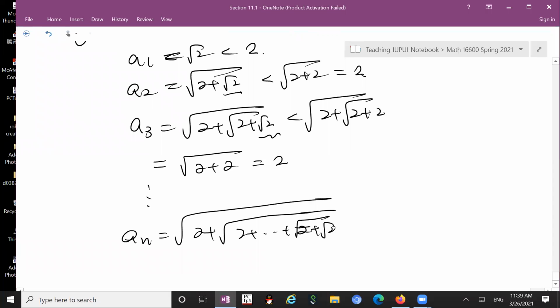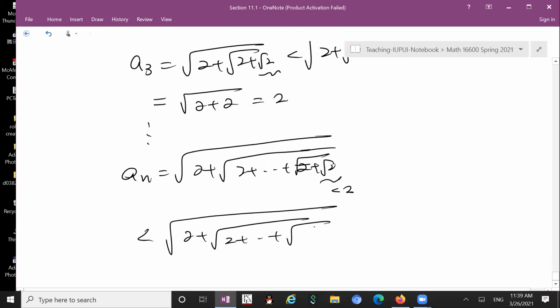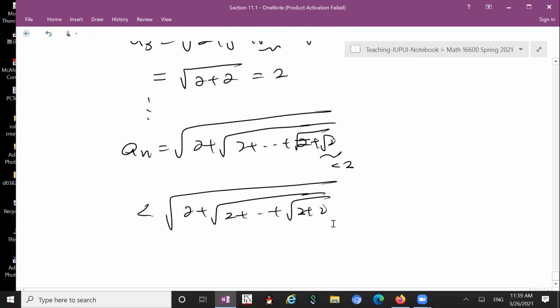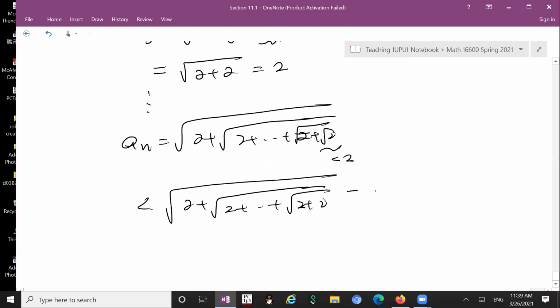So I replace this one by 2. Once I replace it by 2, all the radicals are gone, right? So 2 plus 2 becomes 2, then the other radical is gone, then move up a little bit. So they're all equal to 2, okay?